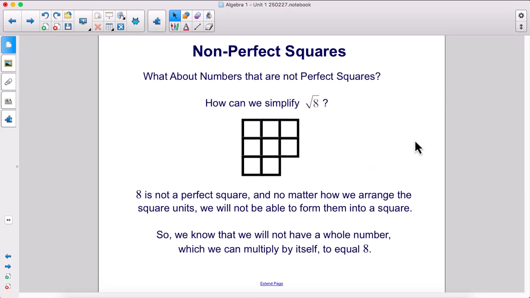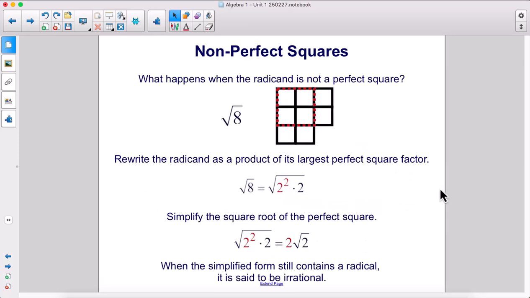But what about numbers that are not perfect squares? How can we simplify the square root of 8? 8 is not a perfect square, and no matter how we arrange the square units, we will not be able to form them into a square. So we know that we will not have a whole number which we can multiply by itself to equal 8. What happens when the radicand is not a perfect square? Rewrite the radicand as a product of its largest perfect square factor.